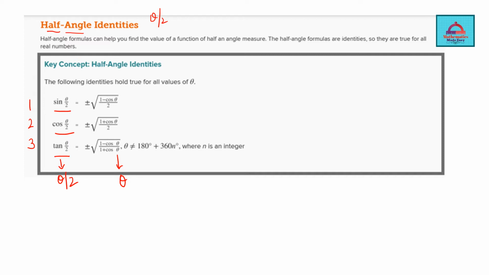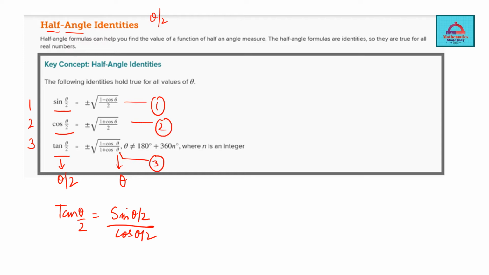but here just change the sign to plus. Then for tan, you divide them both because by the quotient identity, you know tan theta by 2 is sine theta by 2 divided by cos theta by 2. So if this is the first identity and this is the second identity, divide them both and what you get is the third identity. So this is the formula sheet. You must learn it in case it is not provided for your exams. And let's now see what kind of questions can come on these three identities.